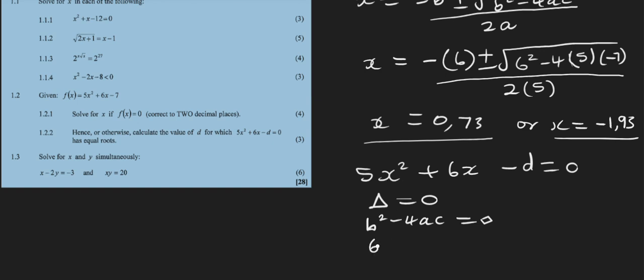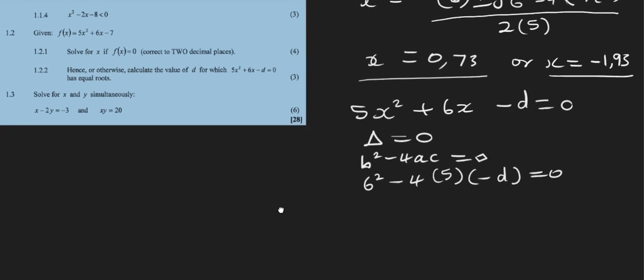Then you substitute the value of b from this equation. The value of b is 6, so 6 squared minus 4, and then the value of a is 5, and then the value of c is minus d. You equate that to 0. And then from there, you have only one unknown, which is d.